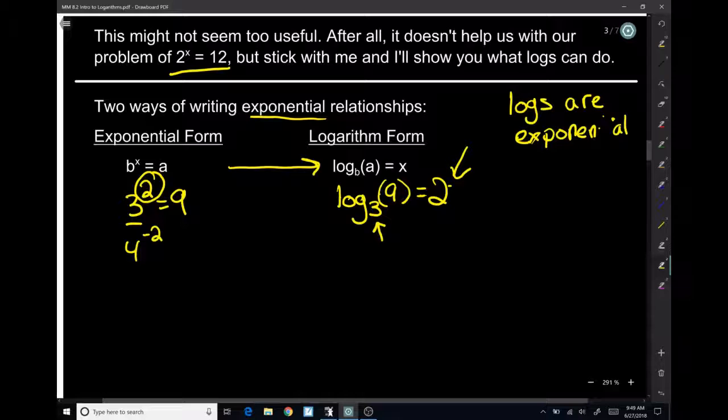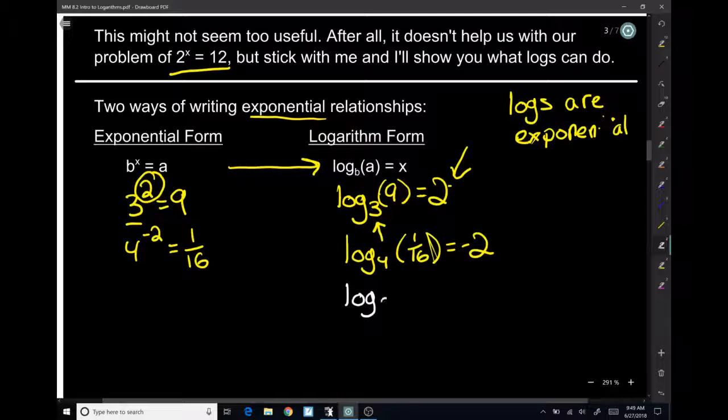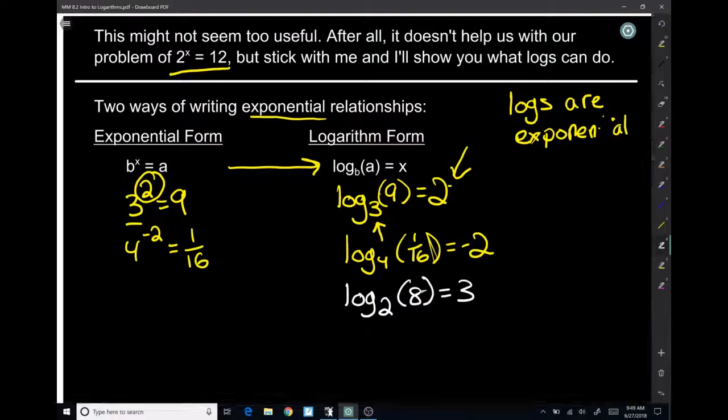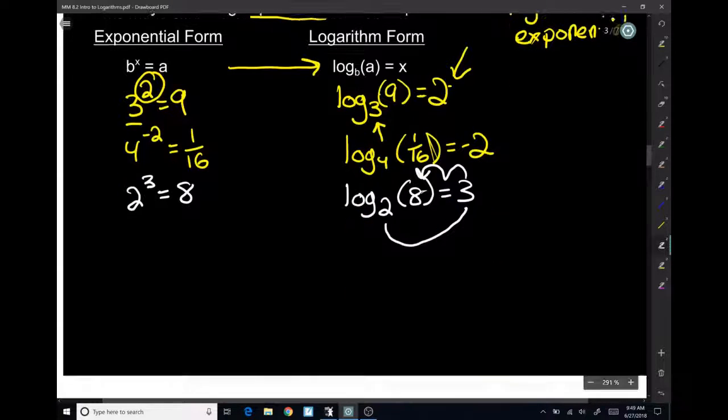So let's do another example. If I have 4 to the negative 2, that equals 1 over 16. Well, in log form, that would be log base 4 of 1 over 16, and you get out negative 2. This can go in both directions, which is actually pretty useful. We can have log base 2 of 8, and that equals 3. And this is sometimes called the heart thing, where you have 2 to the third equals 8.